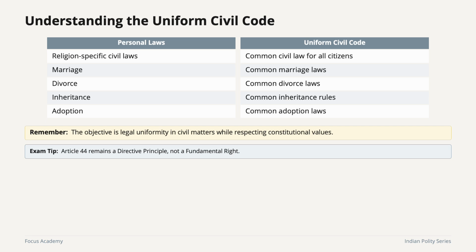So different inheritance laws. So it talks about common inheritance rules, and I think we also need to codify the different customary laws here in Nagaland.